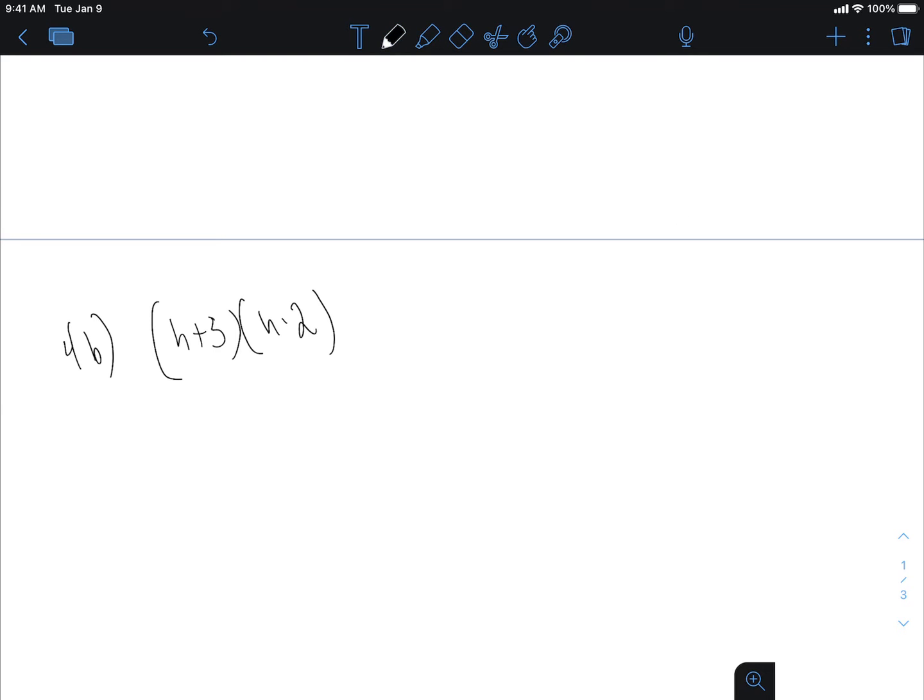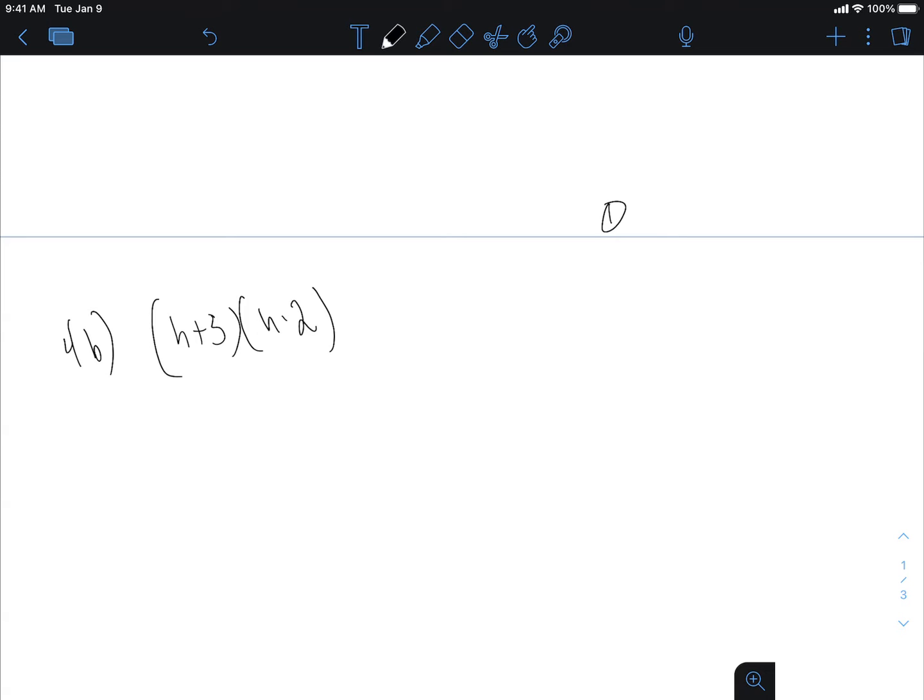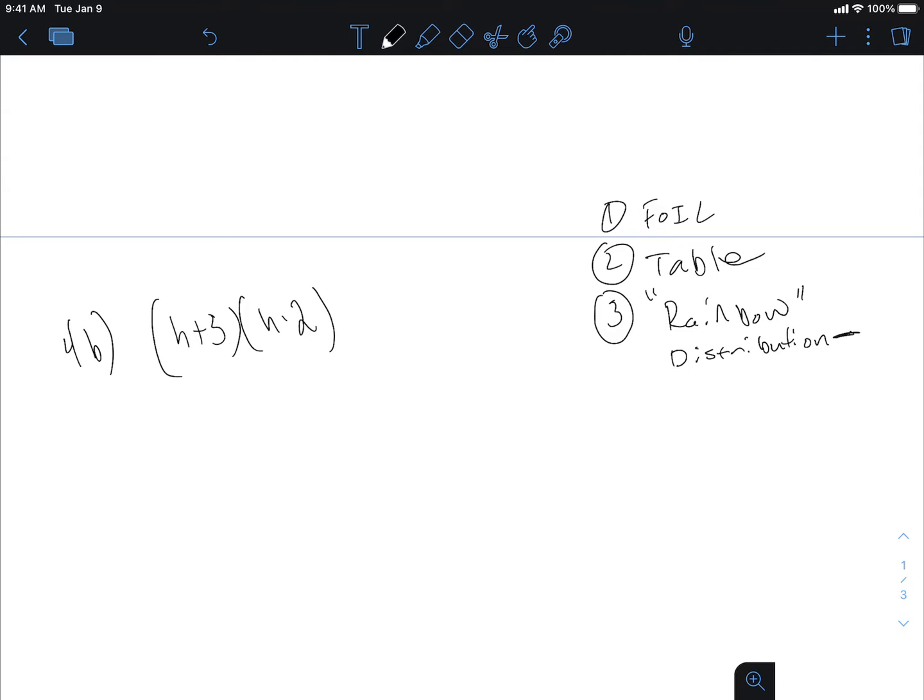You've got 1 is FOIL, 2 is the table, or 3 is, remember what I called like the rainbow method, okay? Or the distribution. That's what it's called. That's its math name, okay? Distribution is its math name. You get to pick either of those 3 and it'll work. Just for the purposes of simplicity, and I think where everybody's at and the speed at what we're going, I think if you wrote the table out, you'd never make a mistake.